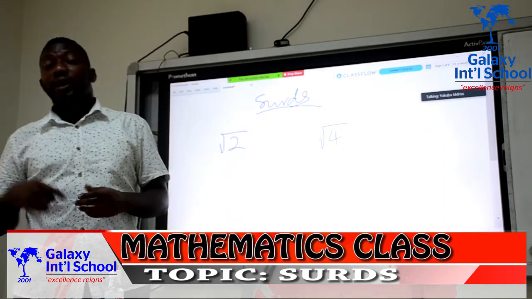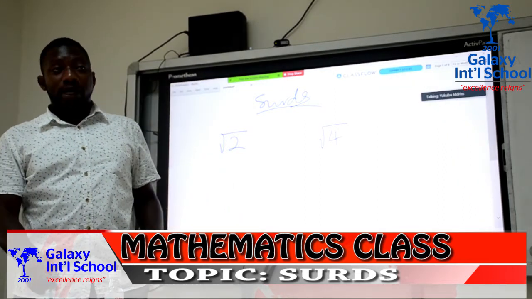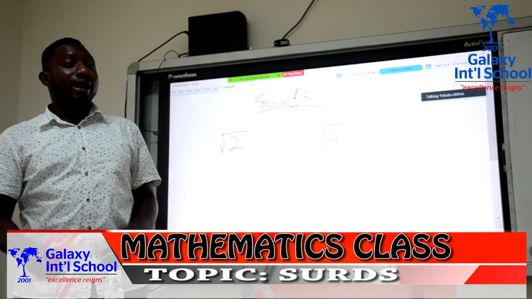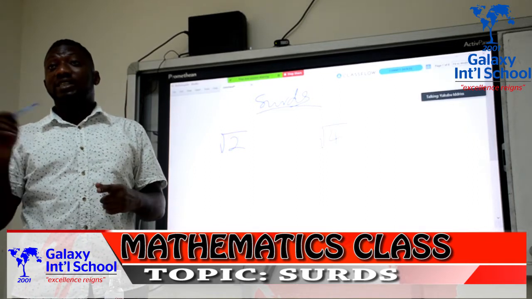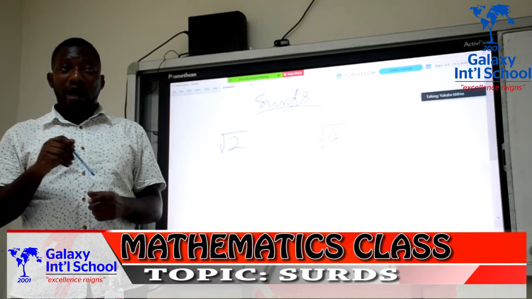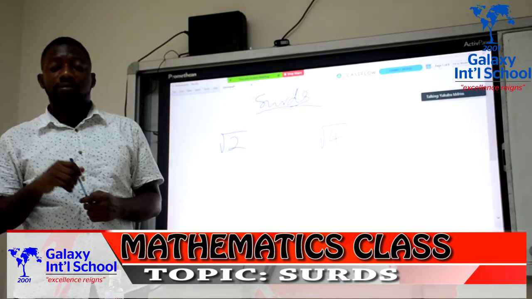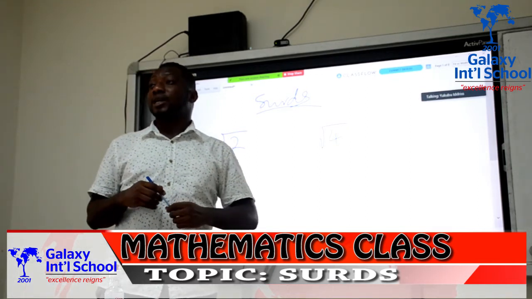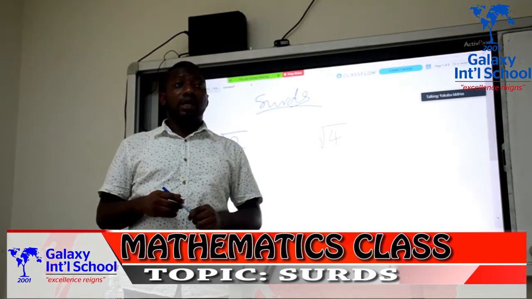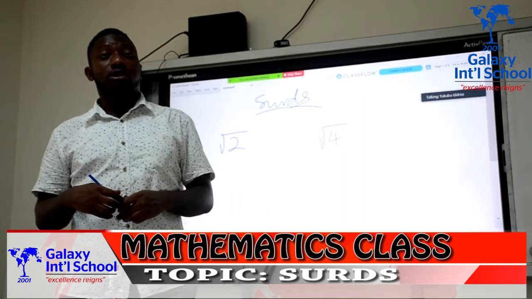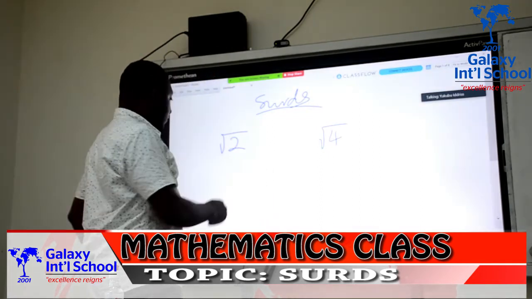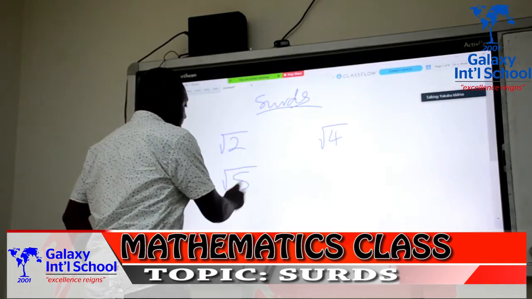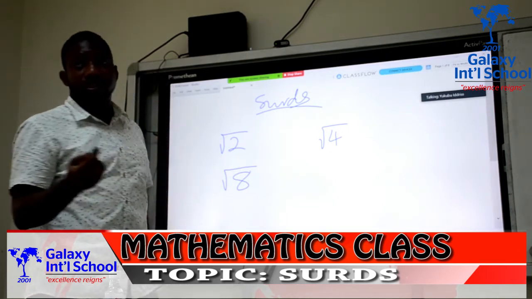So whenever you are working out a set and you get a prime number inside the square root, it means that is the simplest form of that set. If you have the square root of a prime number, it means that is the simplest form of the set. You know that with sets, we always deal with simplifying it.